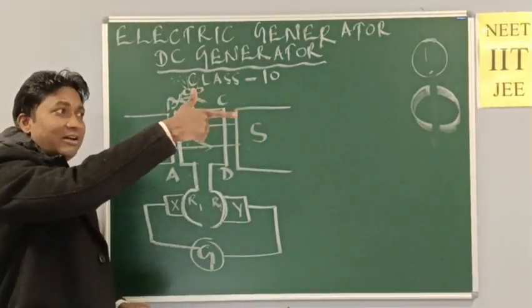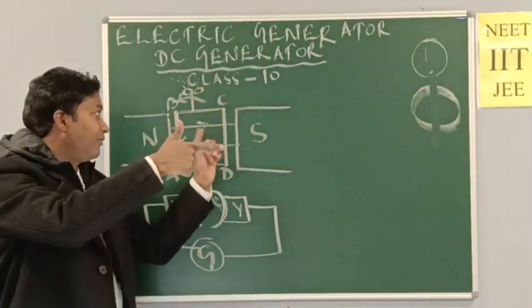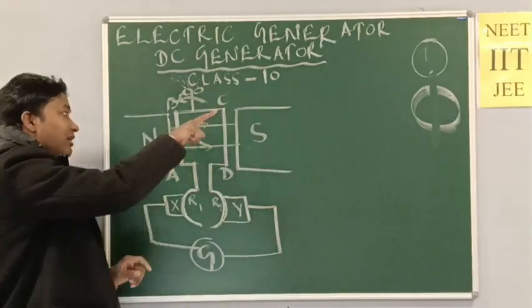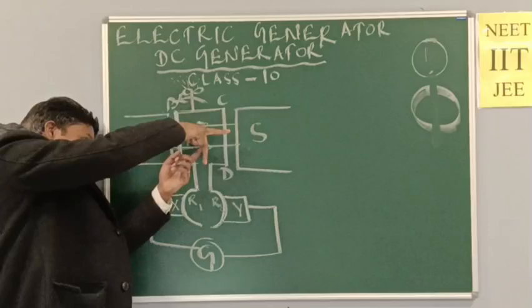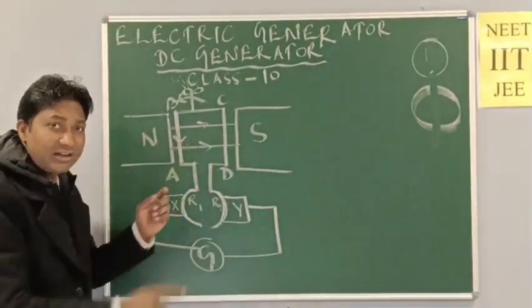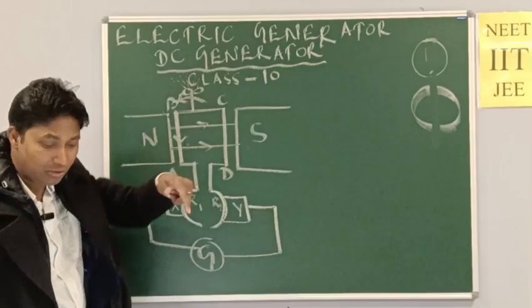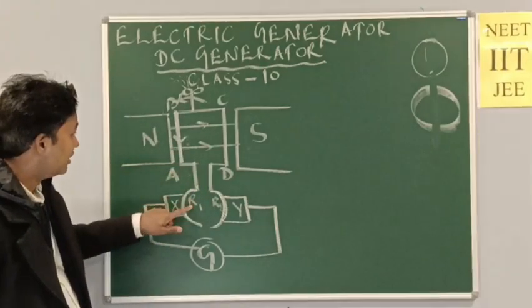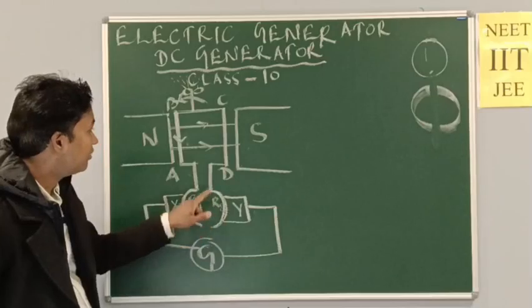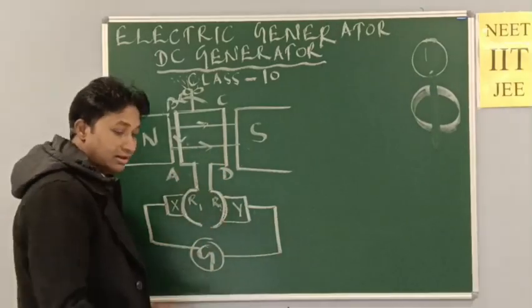And this is the central finger, this is the forefinger. The forefinger is in the direction of the magnetic field, and this thumb is inside. Then the direction of induced current is what? Downward. That is why I make the arrow downward here. This current passes through R1, further X, further Y, further R2, or further C to D.